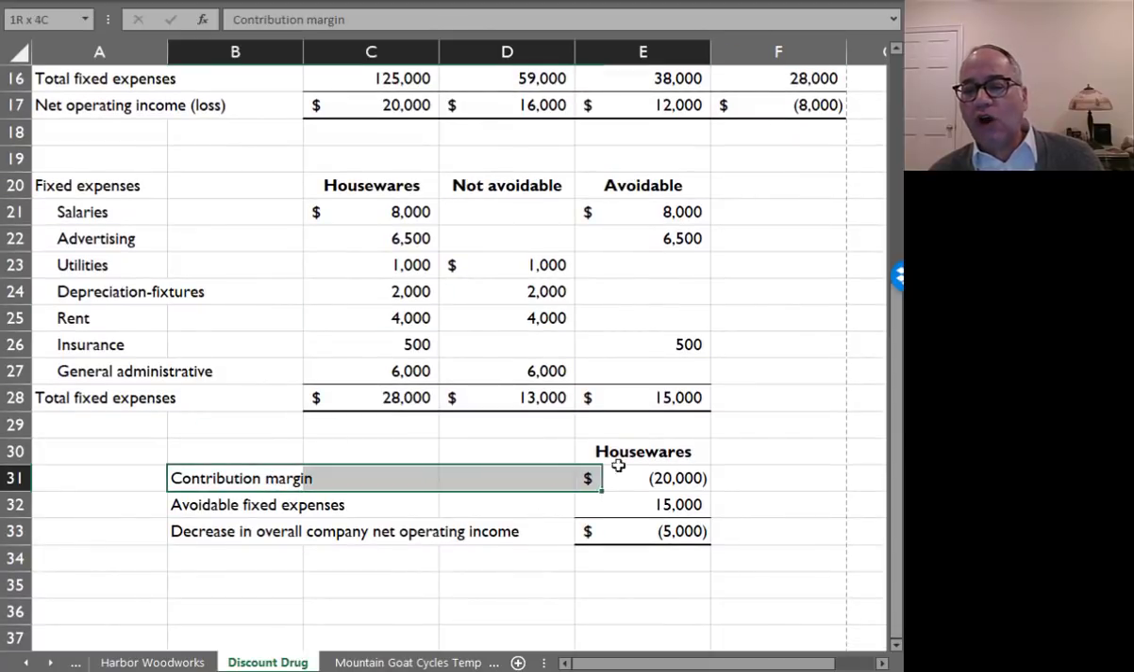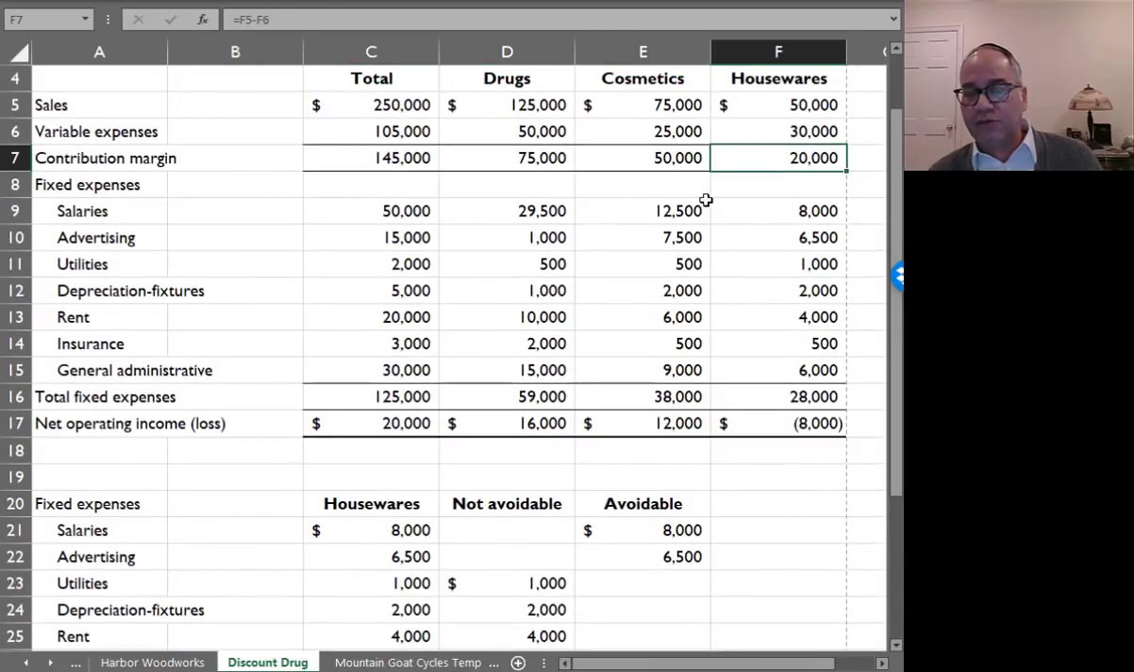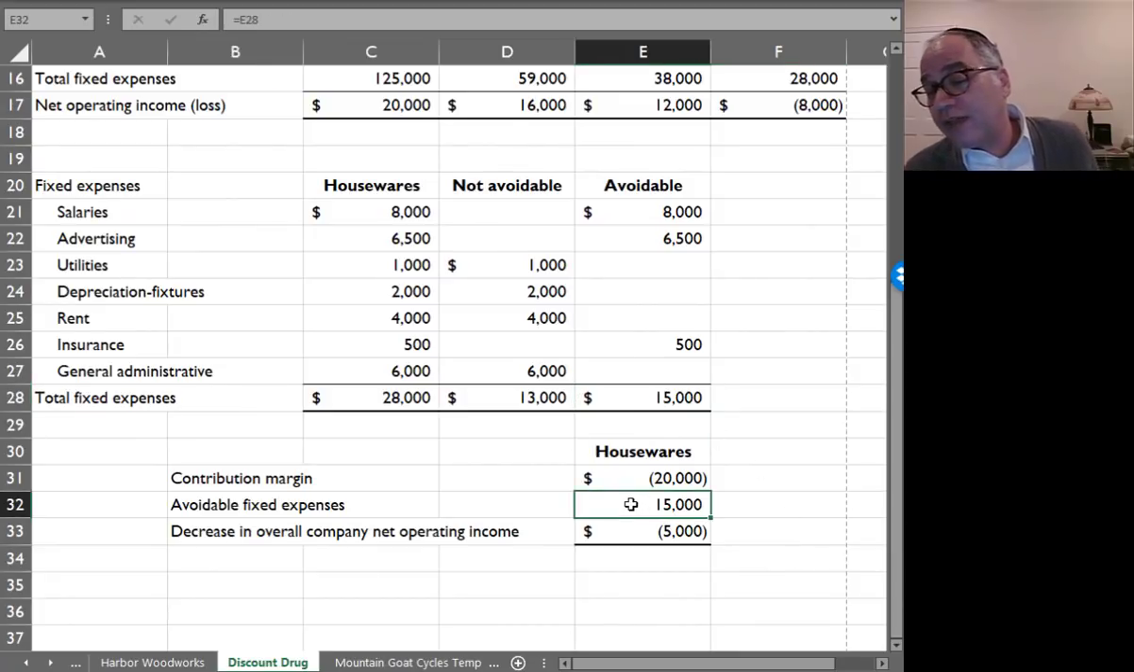I would lose all the contribution margin. Right now I'm receiving $20,000 in contribution margin. If I drop housewares, I'm not going to get any contribution margin from housewares, and therefore I'm going to lose that $20,000. On the other hand, I'm going to save $15,000 in avoidable costs. So that would raise my income. The way I like to do this, I like to be very, very consistent, is by looking at how everything's going to impact income. And it's easy to make that mistake. I'm going to reduce expenses, so it's going to increase income. That's it.